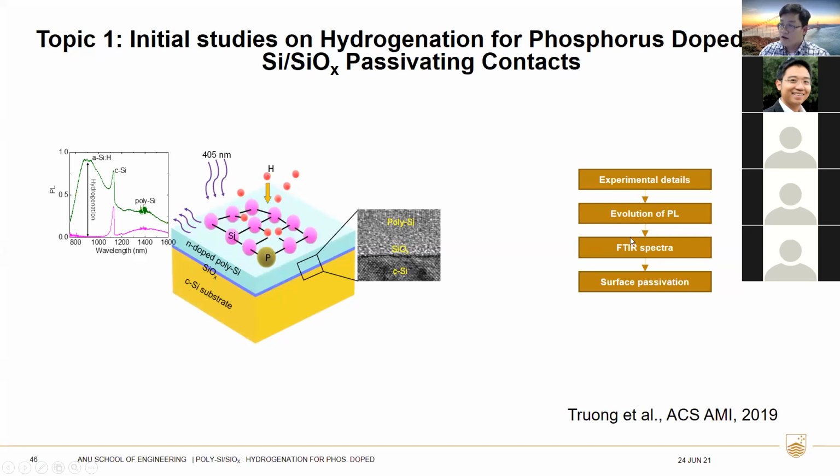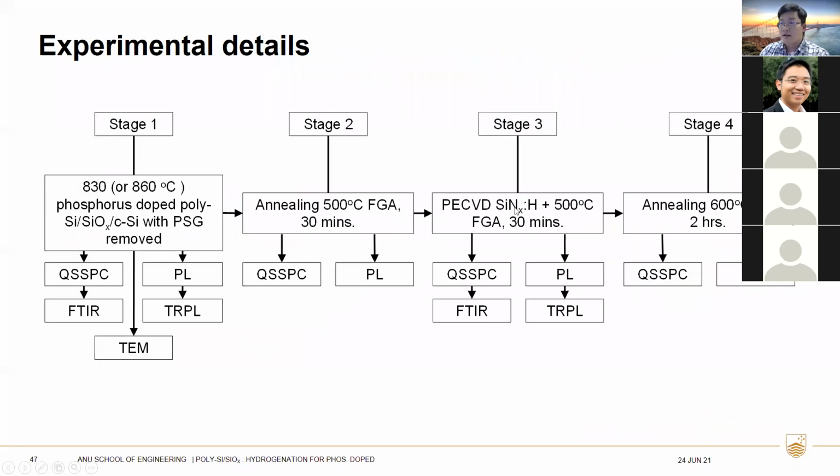contacts. I will show here the experimental details, evolution of the PL, FTIR spectra, and the surface passivation. As you can see here from the experimental details, the samples were doped by phosphorus at 1000 degrees, 930 degrees, and then annealed in forming gas for 30 minutes at 500 degrees. At stage 3, a silicon nitride layer was deposited and annealed in forming gas. And at stage 4, the dehydrogenation step, we anneal the sample in nitrogen at 600 degrees for 2 hours.